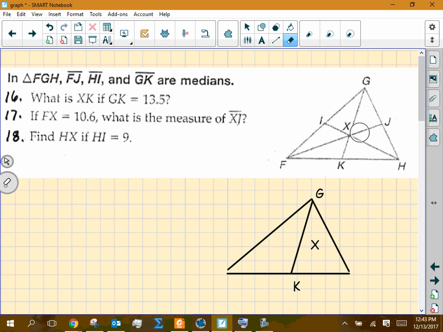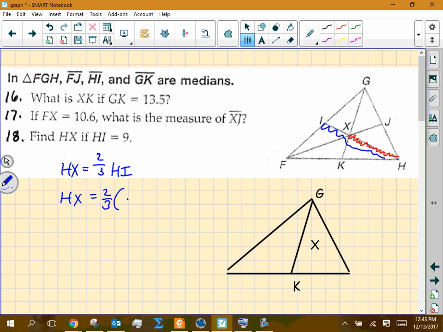If we're looking at 18, H to X, that distance there, and then they give me the overall H to I. Okay, so would we say HX is equal to 2/3 of HI? Well, that means if I'm trying to find HX, it's 2/3 of 9. Those cancel, leaving me 3. 2 times 3 is 6. So HI being 9 provides HX to be 6. And then if I compare, 6 compared to 9 gives me 2/3, doesn't it?